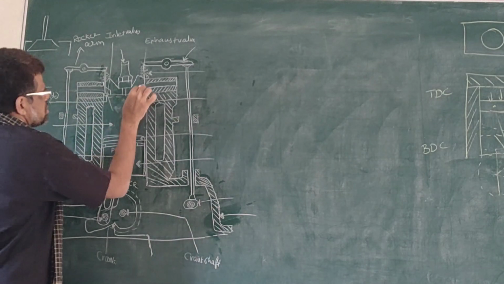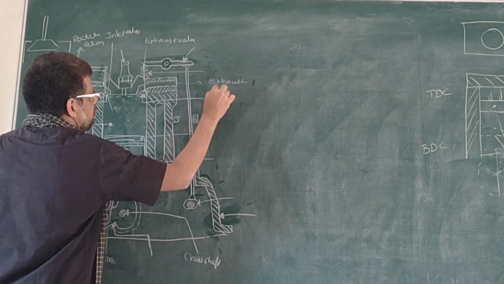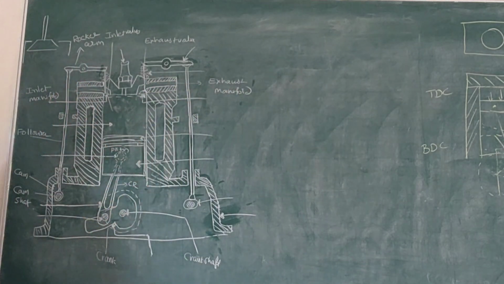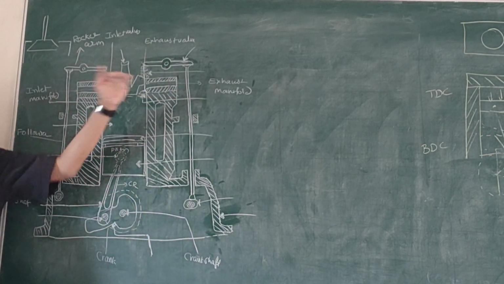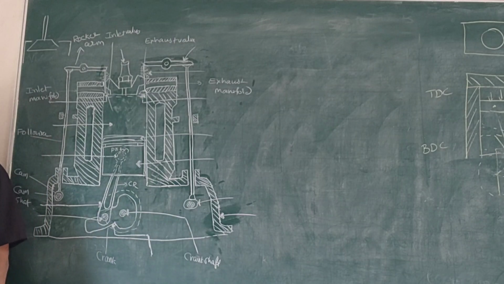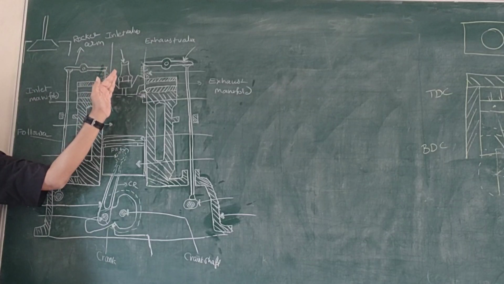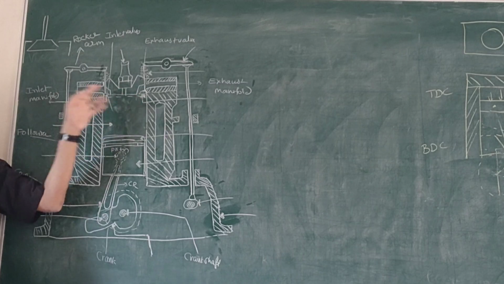And there is another passage which is called the exhaust manifold. Through the inlet manifold, the fuel or the charge enters into the cylinder. And through this exhaust manifold, the exhaust gases will leave the cylinder. This inlet manifold can be opened and closed by using this inlet valve. This exhaust manifold can be opened and closed by using this exhaust valve.